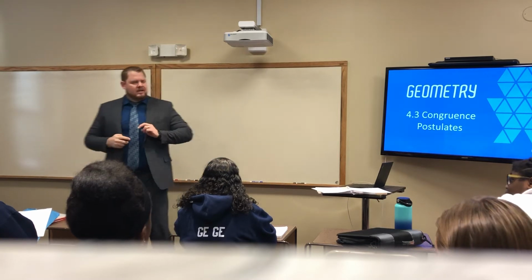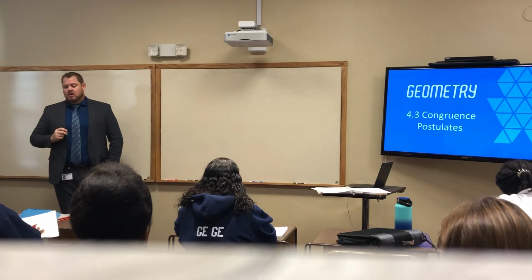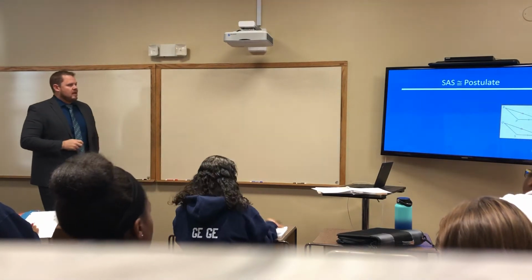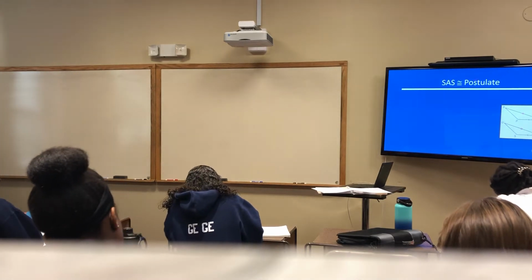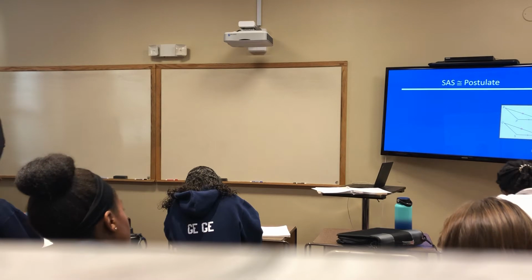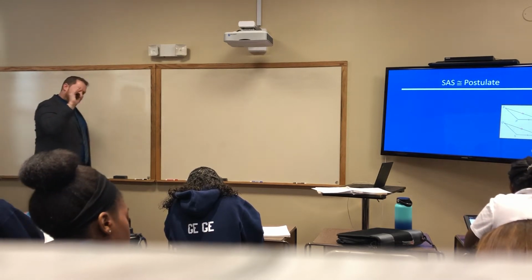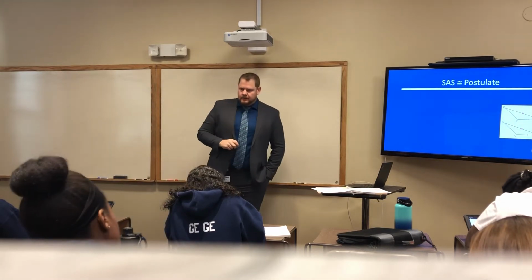Okay? And so there are four ways to prove a triangle is congruent. Today we're going to do two of them. The first way to prove triangles are congruent is side, angle, side. There are four of these. You just need to write down four ways in your notes. And this is the first one, side, angle, side.